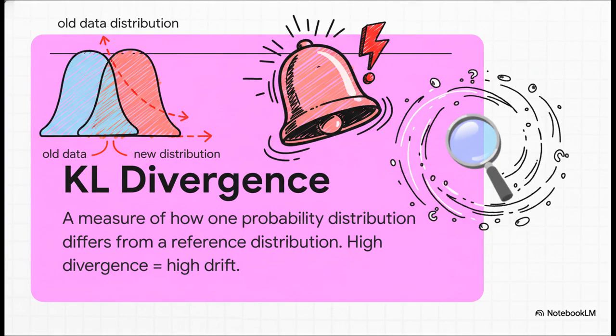So what is this KL divergence thing? Well, you don't have to be a statistician to get it. Just think of it as a score that measures how surprising the new data is compared to the old data. If the score is low, everything's cool. But a high KL divergence score, that's your big red flag. It's an alarm bell screaming that one of your features has drifted way off course.